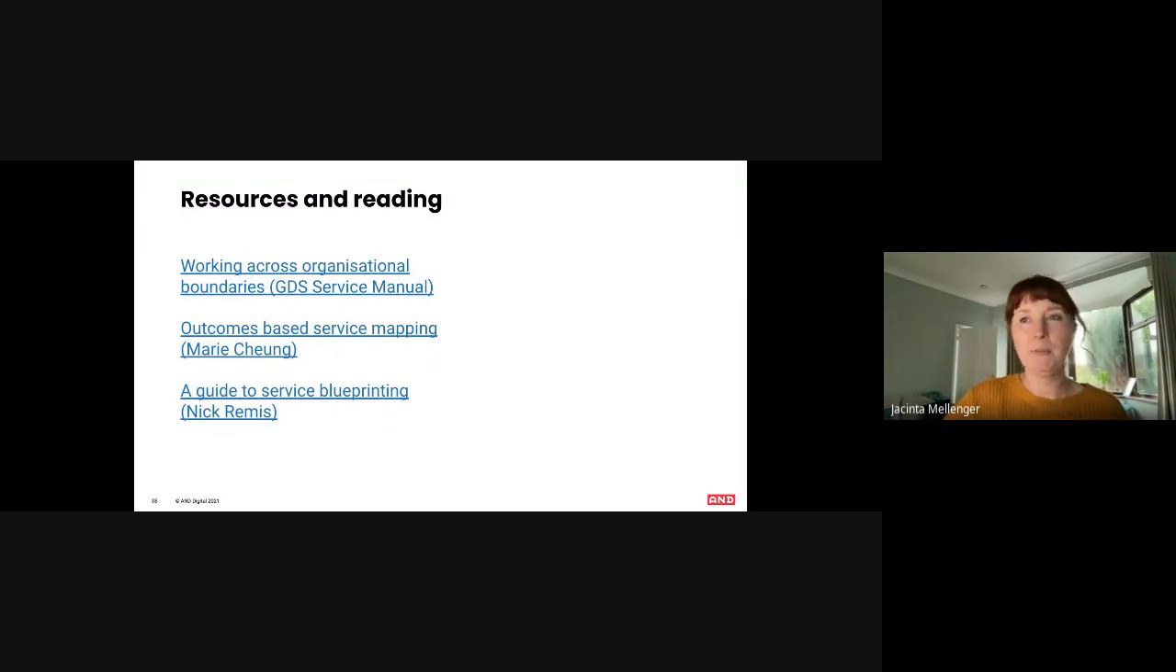So again, some resources. Within the GDS service manual, GDS did a lot of development work around service communities a few years ago. It started around 2018. Sadly, the team aren't there anymore, but they've left some brilliant guidance on how to set up and run a successful service community within the service manual, and it's still there and very comprehensive and easy to follow.